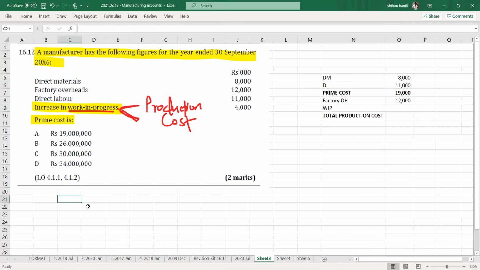Can you tell me how much is the total production cost? This is important. Tell me the total production cost. What do you do for the work in progress? Do you add or deduct? Increase in work in progress.